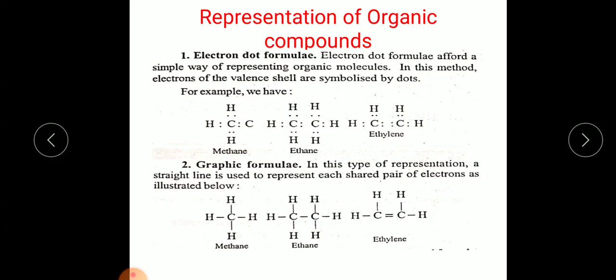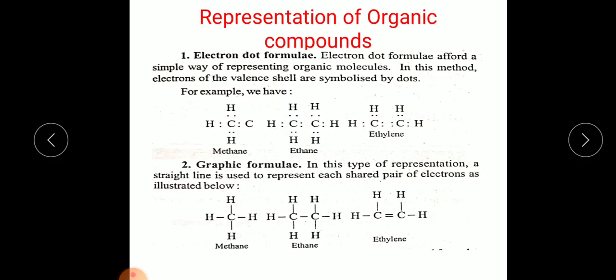This is a hydrogen atom, and each hydrogen has one electron, and the carbon atom in its outermost shell has 4 electrons. So each hydrogen atom with 1 electron will pair with 1 electron of the carbon atom and form a covalent bond. Similarly, ethane will look like this. This is ethylene, having a double bond. This is called the electron dot formula, since we represent the compound in electron dots.